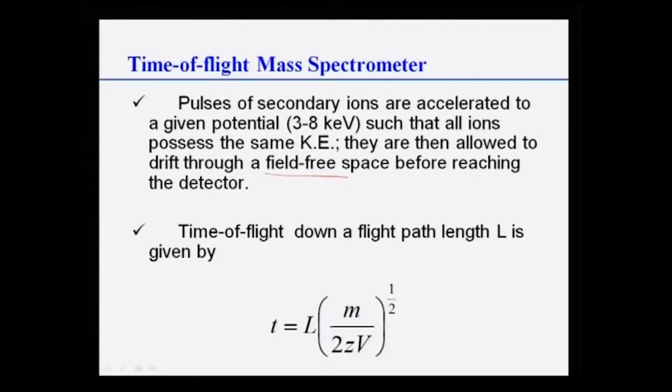So, as you can see, depending on m by z values, even if L and V are constant, t will differ, and by knowing the different times we can separate these ions very easily. This is now widely used worldwide, and it has many advantages.